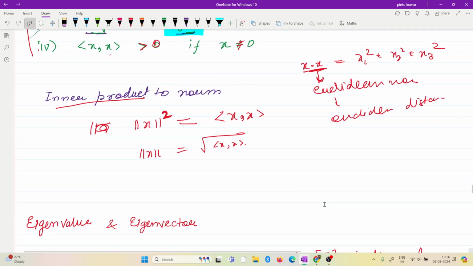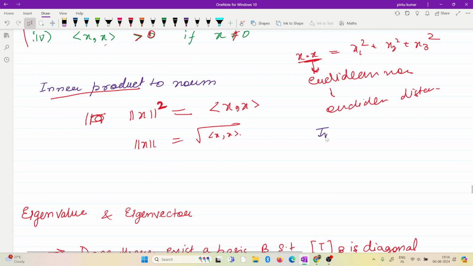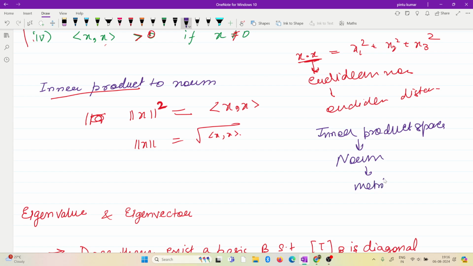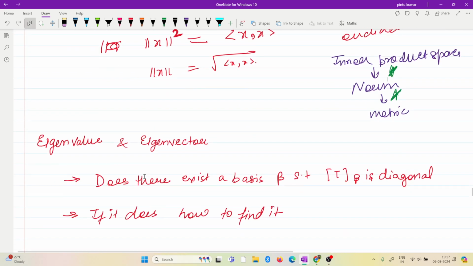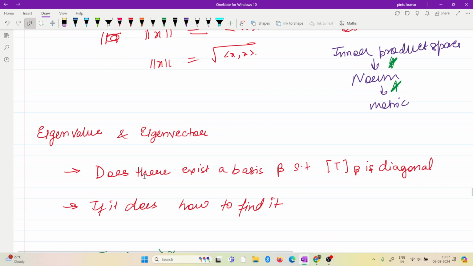So you can have a hierarchy where from inner product space you can reach a norm, and from a norm you can reach a metric, but the other way around is not always true. So this is not always true. I hope this is clear.